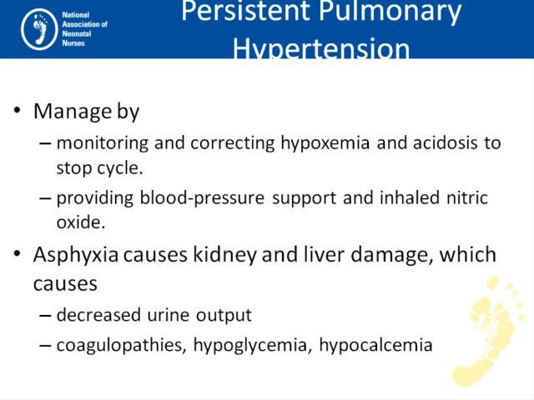Asphyxia causes kidney and liver damage, which causes decreased urine output, coagulopathies, hypoglycemia, and hypocalcemia.